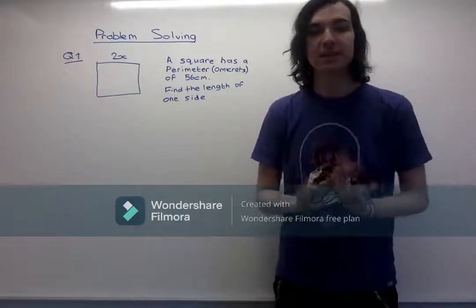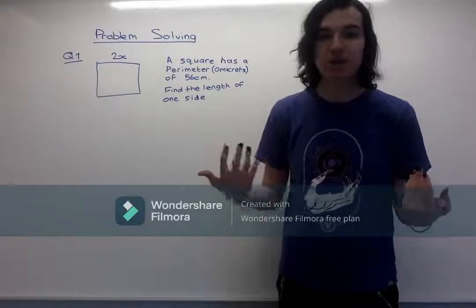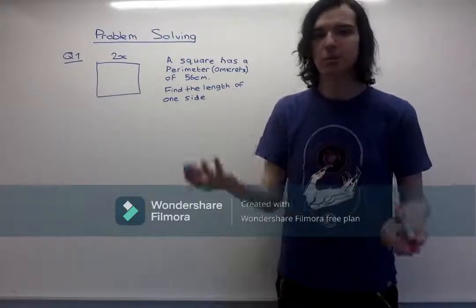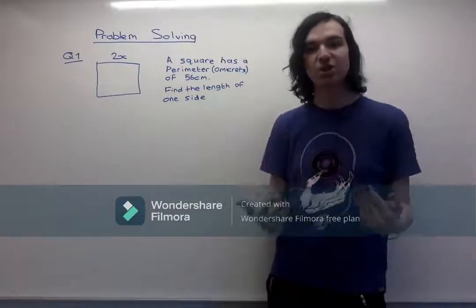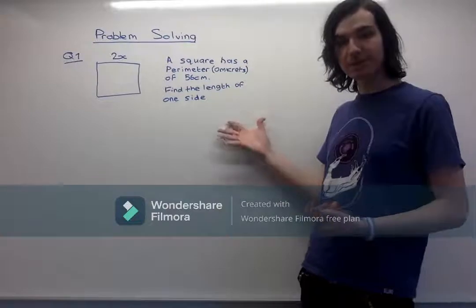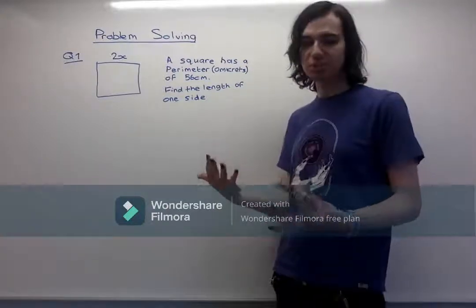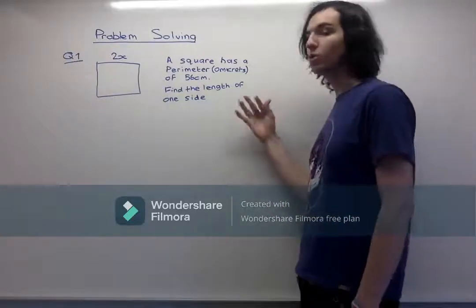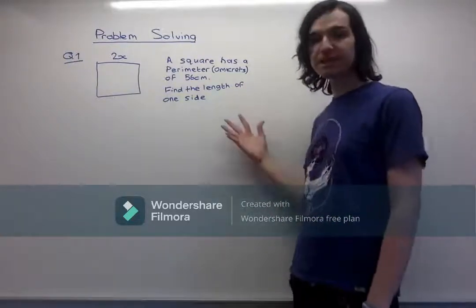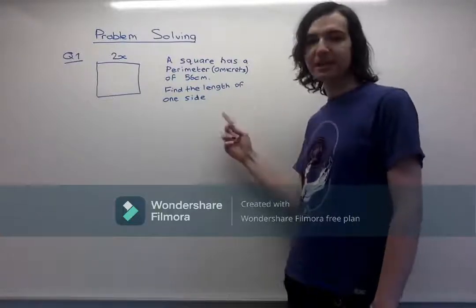You put them together, kind of like Marcus and Martinus. You never see them separate. They're usually together. Having Marcus on stage, you need to have Marcus and Martinus. So, here's an example question of what you're likely to see. A square has a perimeter, or omkrets, of 56 centimetres. Find the length of one side.